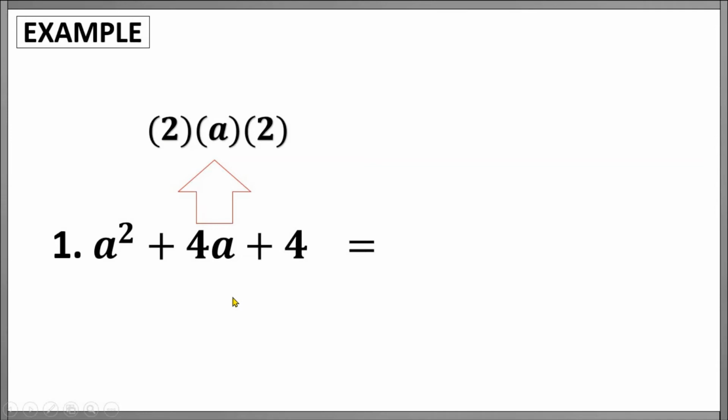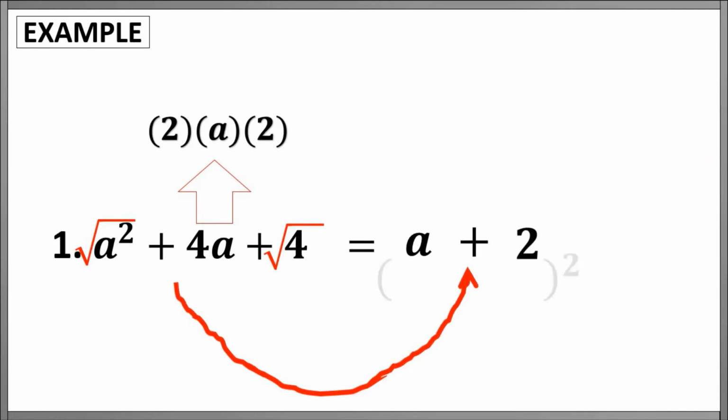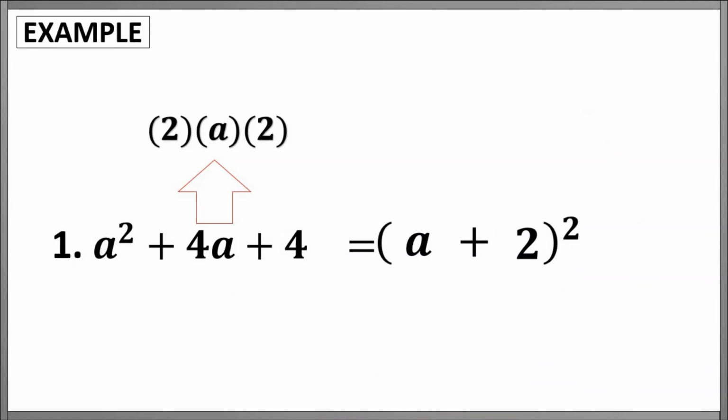So now we are ready to express it as a square of a binomial. To do so, we get the square root of the first term, and the square root of that is a. Next we copy the first operation on our given perfect square trinomial. And then we get the square root of the last term. Its square root is 2. And then we enclose it in a pair of parentheses and have an exponent of 2. So therefore, a squared plus 4a plus 4 is just the same as the square of a plus 2.